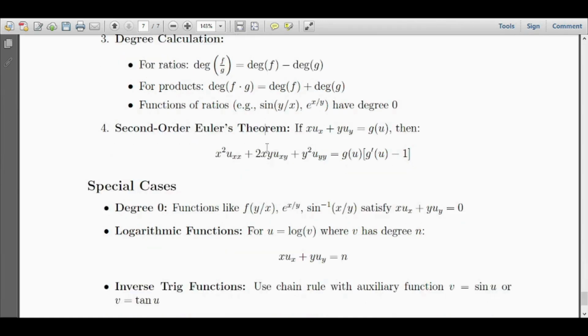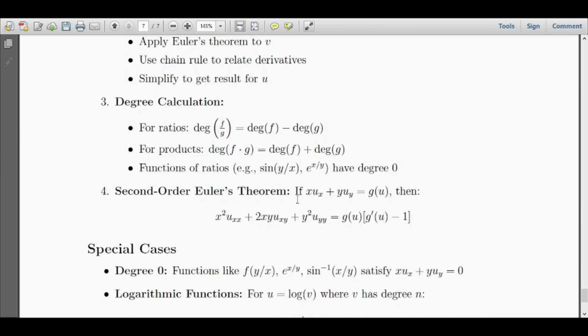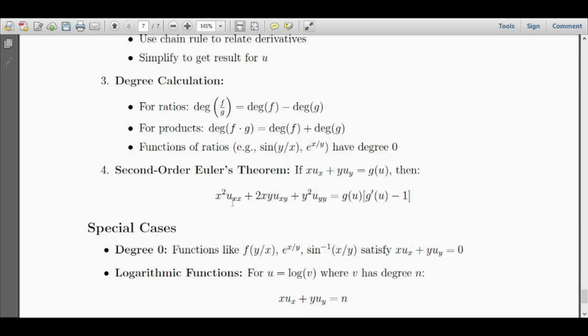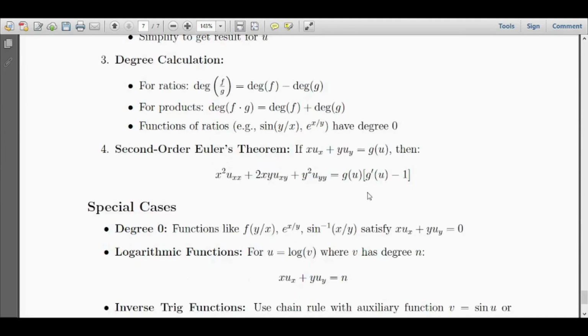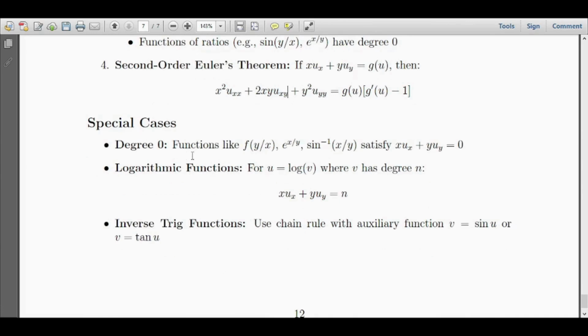For second order Euler's theorem: when the given function is not homogeneous, it can be converted to a homogeneous one by converting it to an auxiliary function, and then the theorem is applicable. If x ∂u/∂x + y ∂u/∂y equals g of u, then x² ∂²u/∂x² + 2xy ∂²u/∂x∂y + y² ∂²u/∂y² equals g of u into g dash of u minus 1.